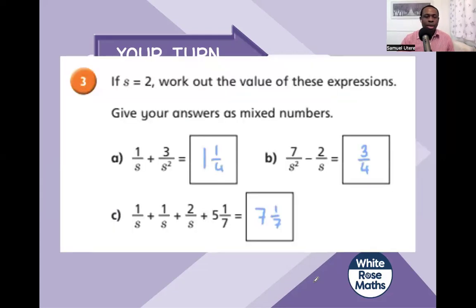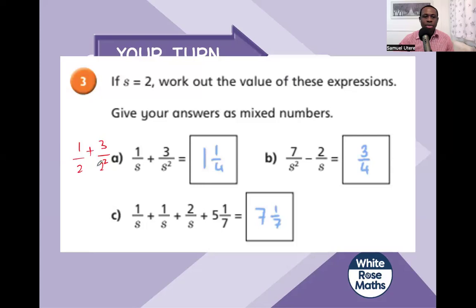Here you can see you were asked, if x is 2, work out the value of this expression. So you simply substitute in 2 for x. So wherever you see x, you put 2. So this will be like saying a half plus 3 over 2 squared. Okay, so it's a bit like saying a half plus 3/4, which will be 1 1/4.